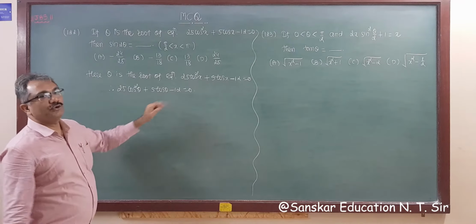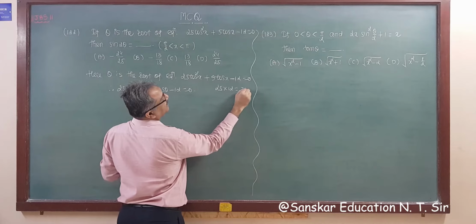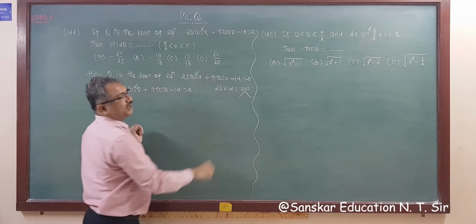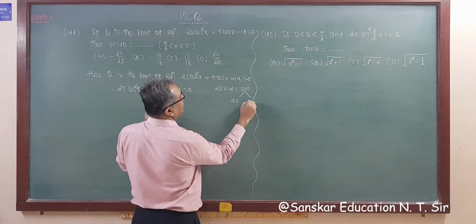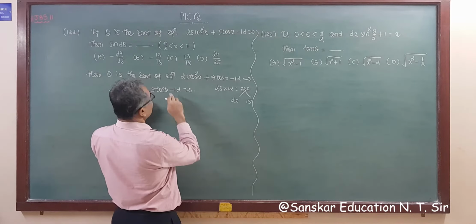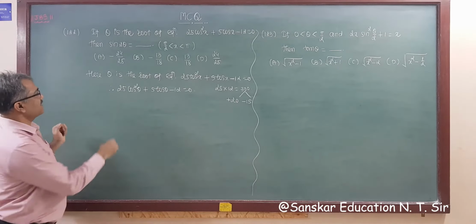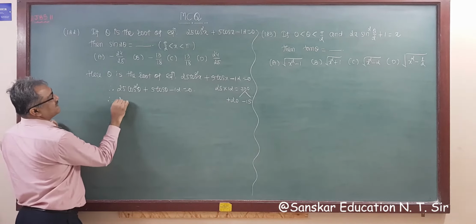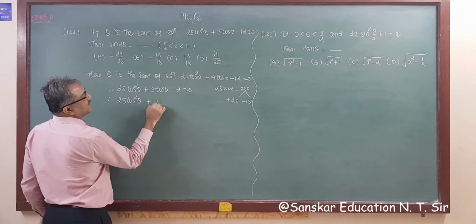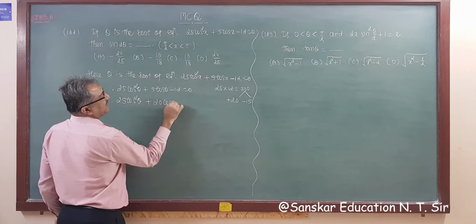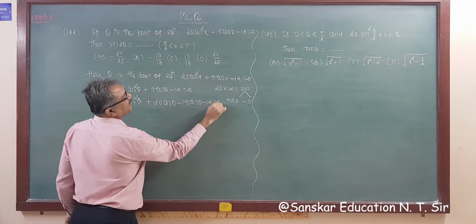So 25 into 12 is 300, and the parts of 300 for getting 5 are 20 and 15. This one is minus, so subtract, and this is plus. So 20 and 15 are the parts of this. So factorize: 25 cos square theta plus 20 cos theta minus 15 cos theta minus 12 equal to 0.